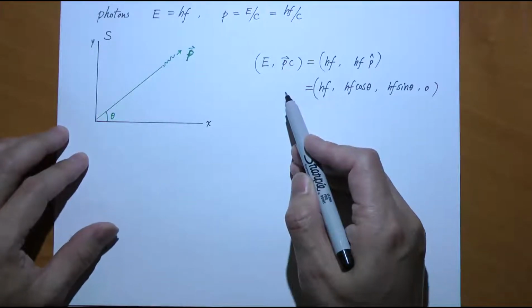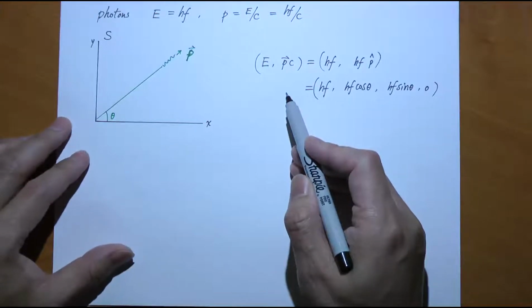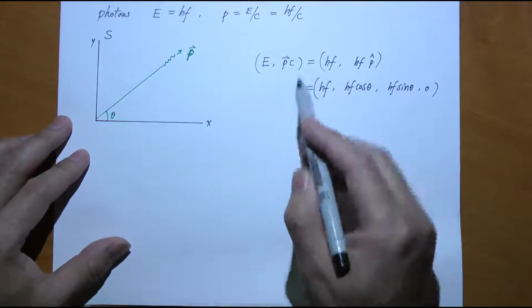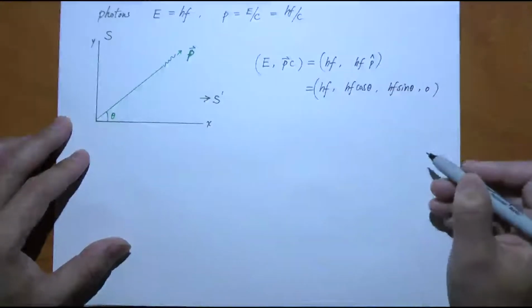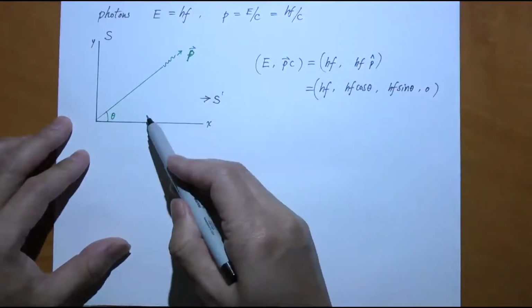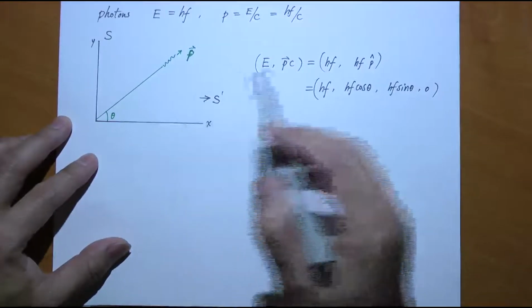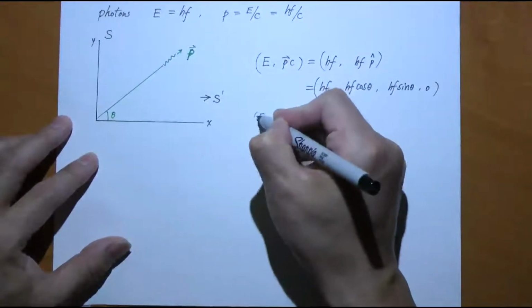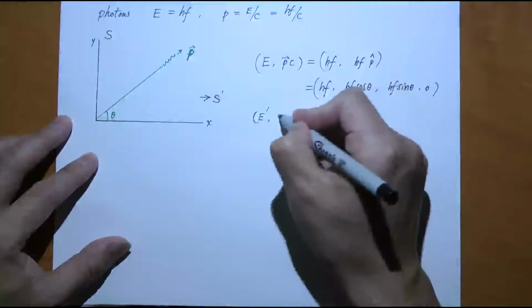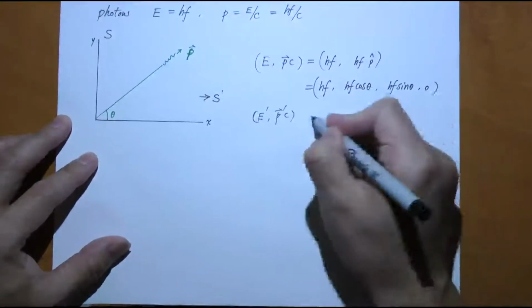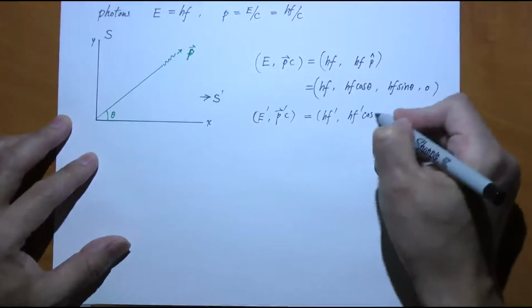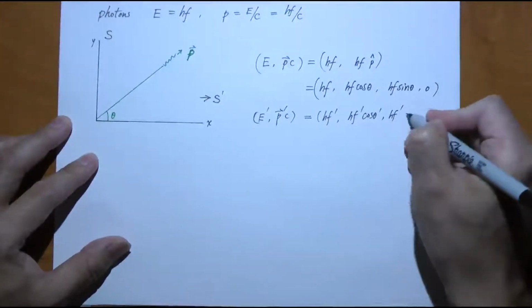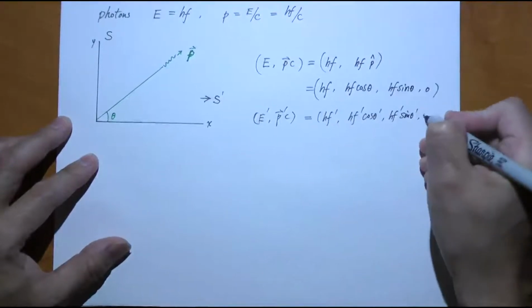Now suppose I watch this photon from the S prime frame, and S prime moves this way along the x direction with a speed v. So in the S prime frame, look at the same photon. What is the energy-momentum 4-vector? Then I will be getting E prime, p prime c, and this is equal to hf prime, hf prime cosine theta prime, hf prime sine theta prime, and 0.